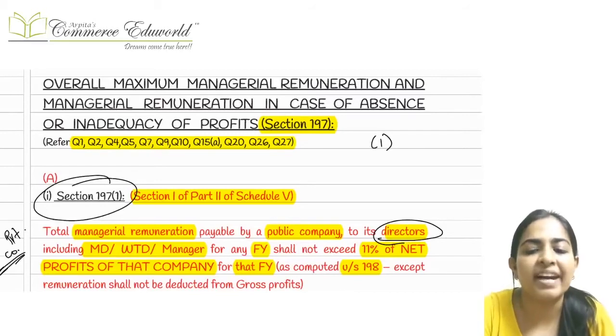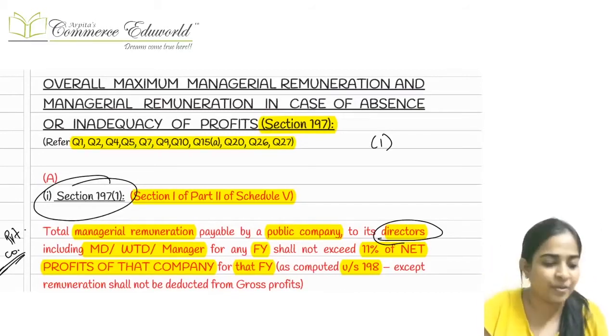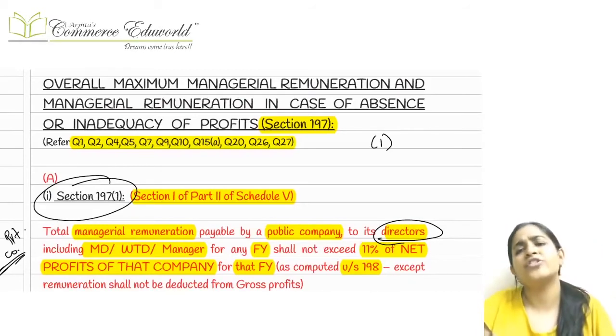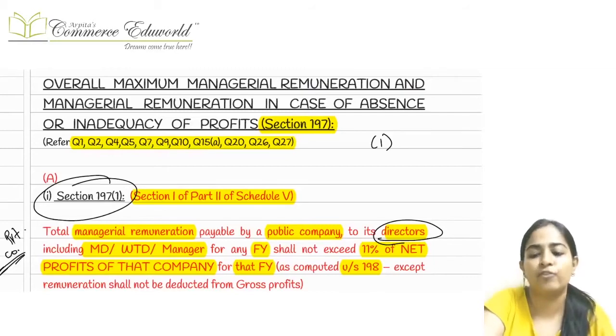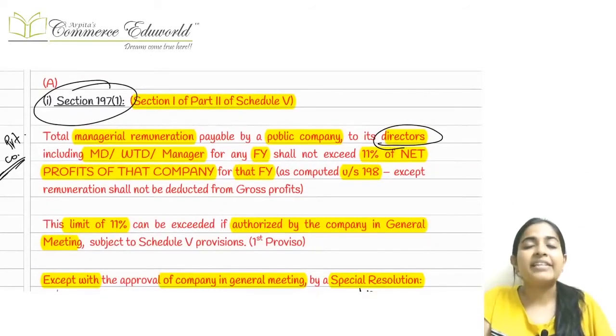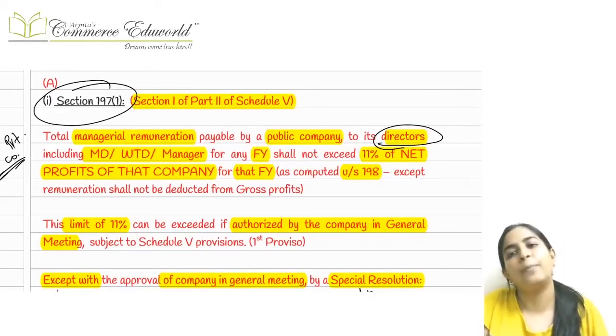Okay, section number 197 talks about what? Section number 197 talks about remuneration. We are going to study different things here. The first thing that we have to take up here is the case where the company is having sufficient profits, the case where the company is having adequate profits.